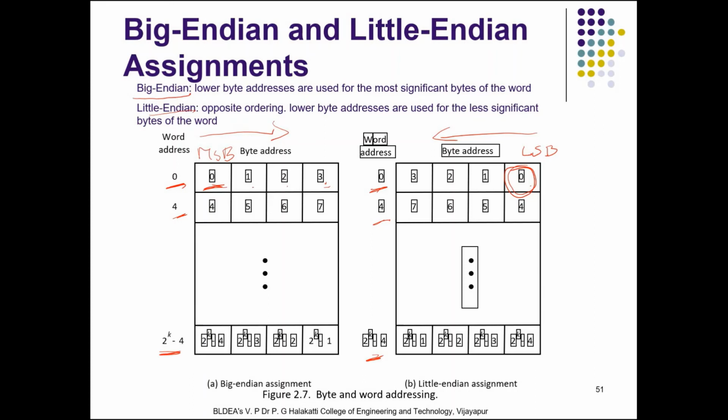Whenever you write this in the exam, make sure that you write all these titles, like word address and byte address, otherwise you will not get the marks. And also you need to mention the lower row. It starts from 2 raised to k minus 1, k minus 2, k minus 3, up to k minus 4. Similarly here.